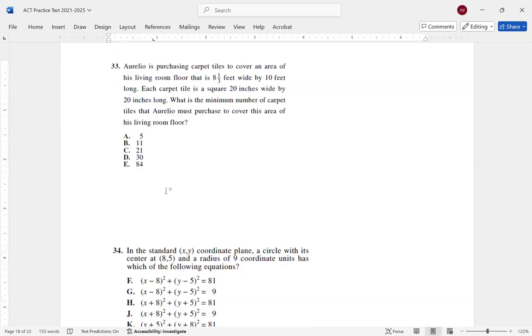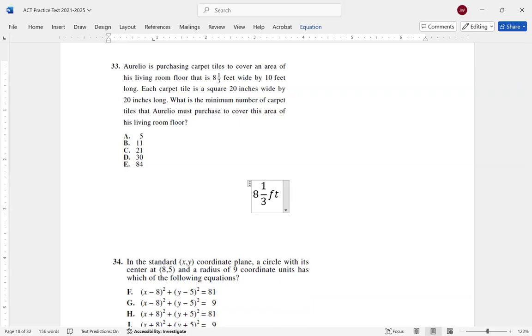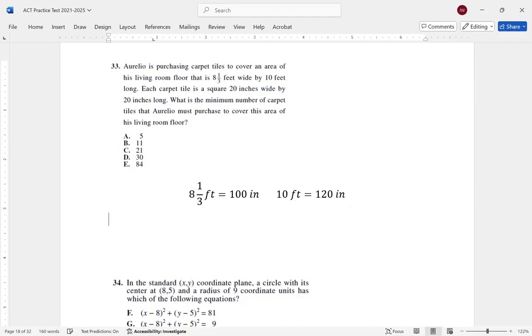So the first thing we're going to have to do is convert everything into feet or convert everything into inches. It turns out it's a little bit easier to convert into inches. So 8 1/3 feet, if you multiply that by 12, is 100 inches. Again, I just got that by multiplying by 12. 10 feet is equal to 120 inches, and again, I got that by multiplying by 12.